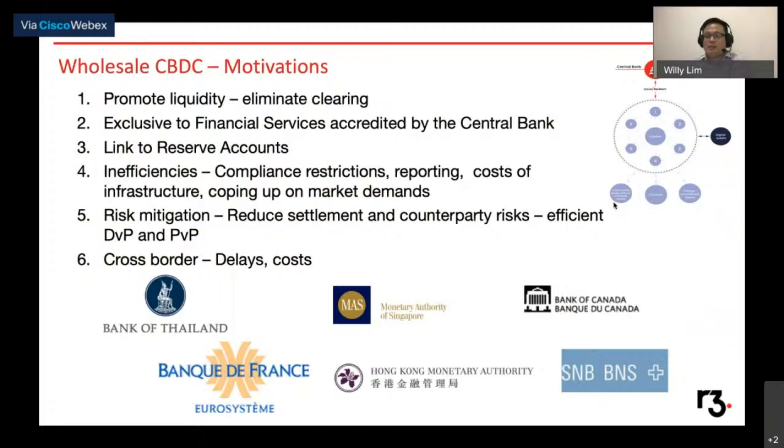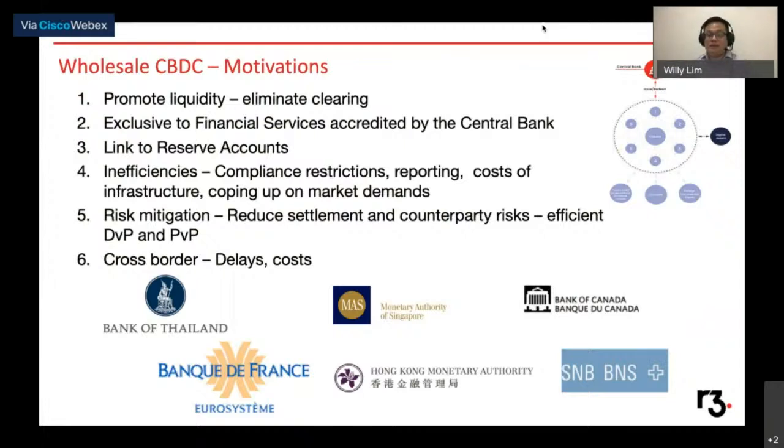Now with the CBDC, there's thinking that you may not need an exchange for a government bond to be able to get the CBDC, or should it be classified or segregated from the reserve account? Some of the benefits learned from the wholesale CBDC is that it solves compliance restrictions, promotes real-time reporting, and effectively reduces cost.